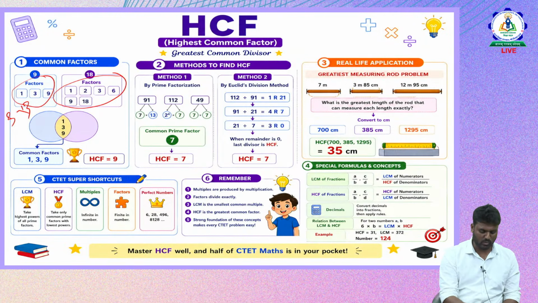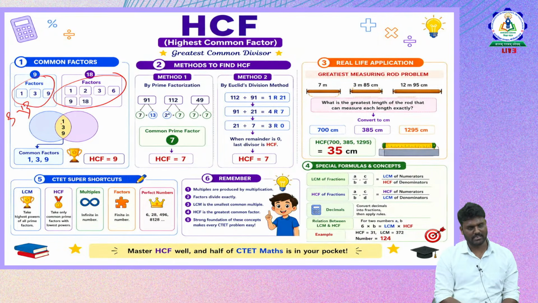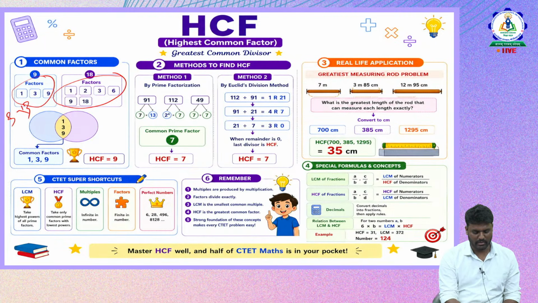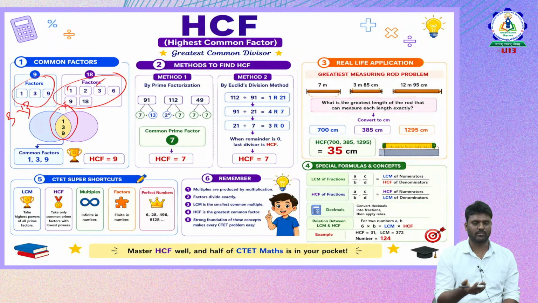So we can see that the factors of 9 are 1, 3, 9, and the factors of 18 are 1, 3, 9, and so on. These are the common factors of the given two numbers, 9 and 18. Okay, now what is the highest common factor? In this, again 1, 3, 9, the 9 is the highest number, which is the highest common factor of these two numbers.